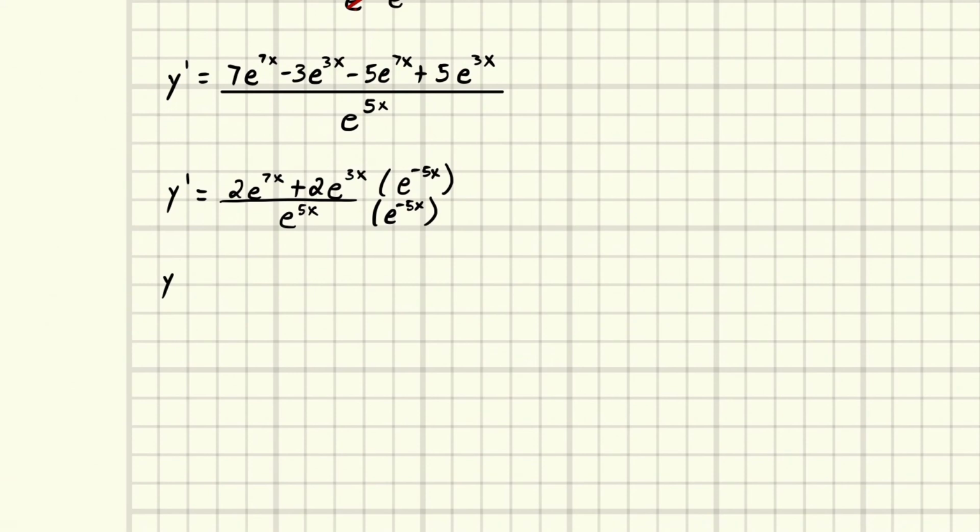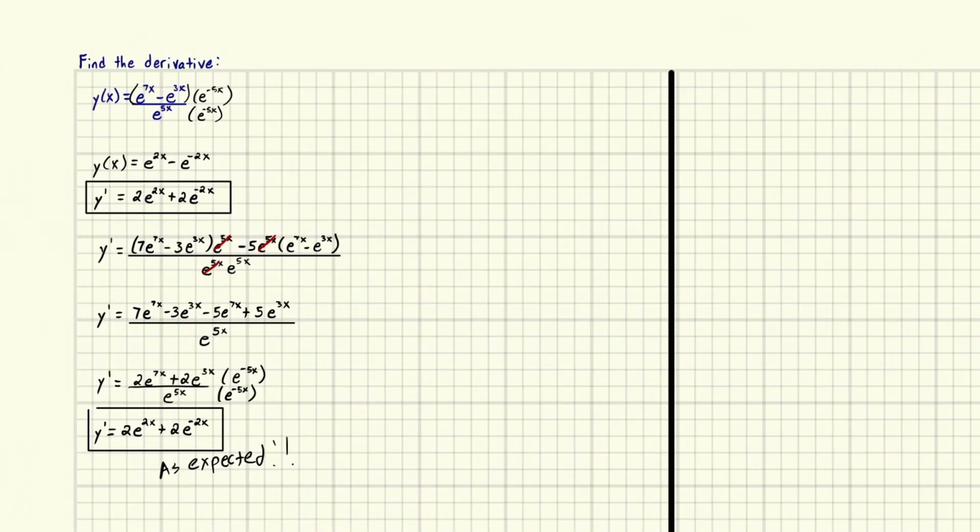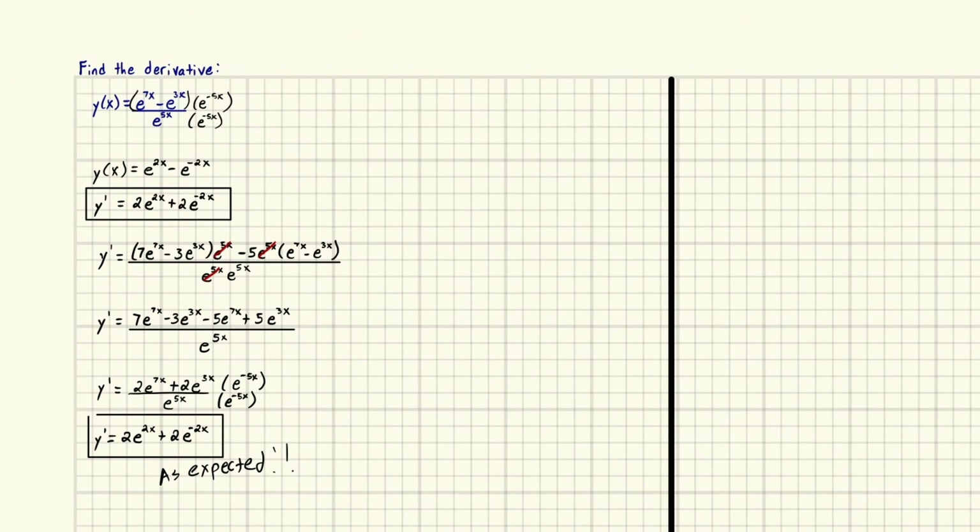And we get y prime is equal to, and remember exponents add, so 7 minus 5 is 2. So we're going to get 2e^(2x) plus 2, and then 3 minus 5 is negative 2. So we're going to get e^(-2x). So we get the exact same thing. And on a test, you could use this as a moment to write as expected. There's 2 ways to do it. And we get the exact same thing, which is a really nice confirmation. You can move on with a great degree of confidence.